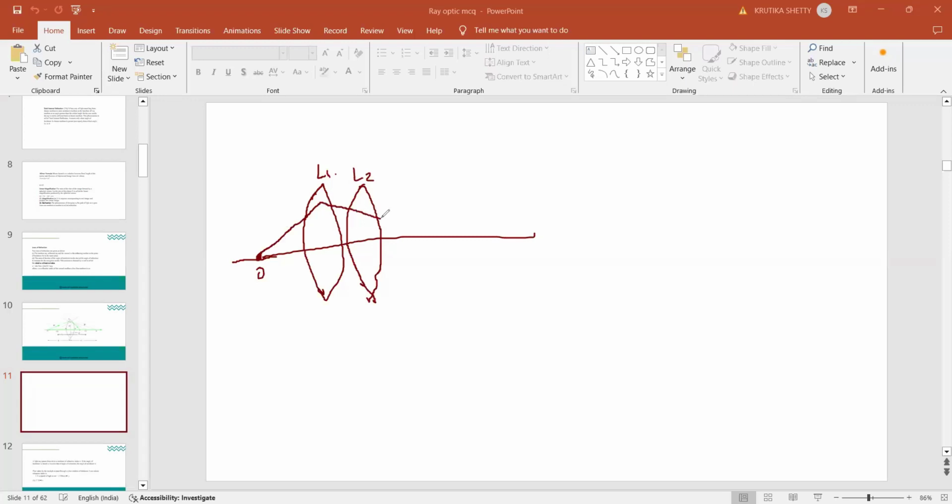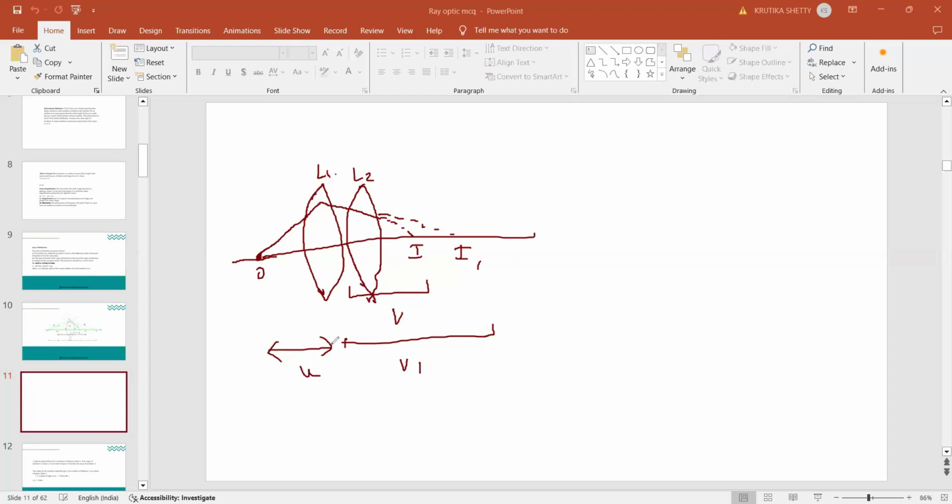Here we can see two images, due to the first lens and due to the second lens. This one you can name I1 and this one you can name I. The final image distance is V, this image distance is taken as V1, and the object distance is named U. Now, it is actually a very simple derivation.